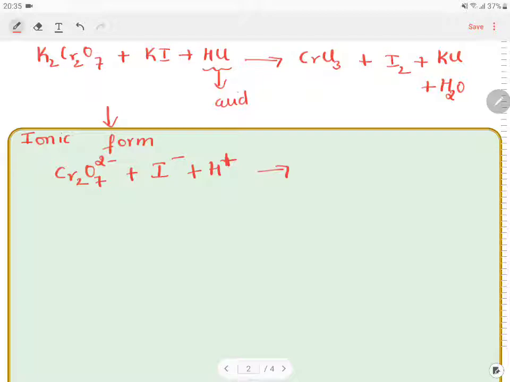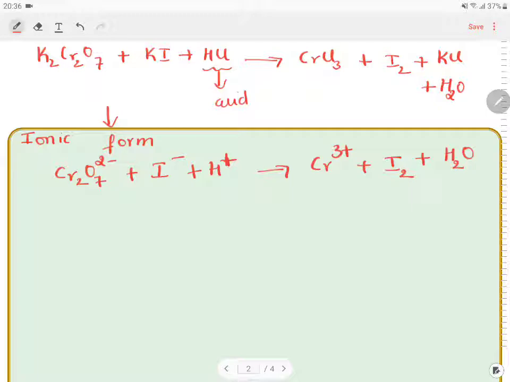Giving rise to CrCl3. How do I get the ion out of it? Remove this chlorine, we get Cr3 plus. I2 is a molecule, keep it as it is. KCl is a byproduct, we need not bother about it. I can take H2O.